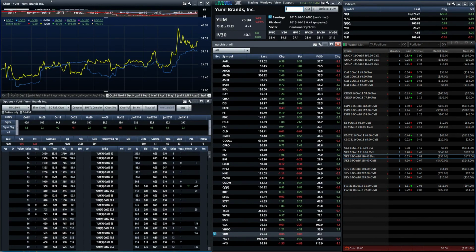So anyway, implied vol measures the market estimate of a particular stock's movement or range over the next year with 67% certainty, which in mathematics terms and statistical terms is called one standard deviation.